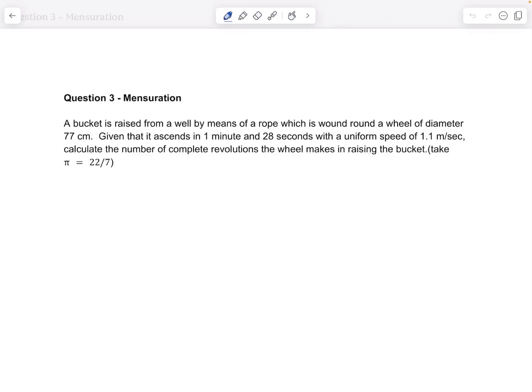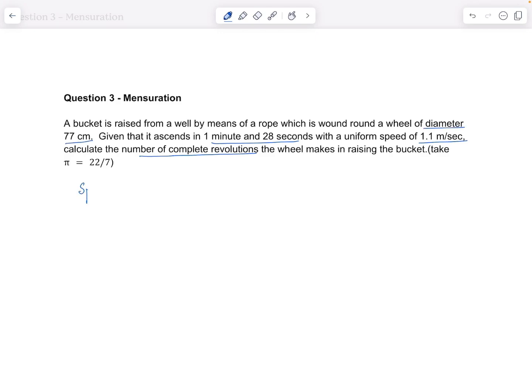The question goes like this. A bucket is raised from a well by means of a rope which is wound round a wheel of diameter 77 centimeter. Given that it ascends in 1 minute and 28 seconds with a uniform speed of 1.1 meter per second, calculate the number of complete revolutions the wheel makes in raising the bucket.